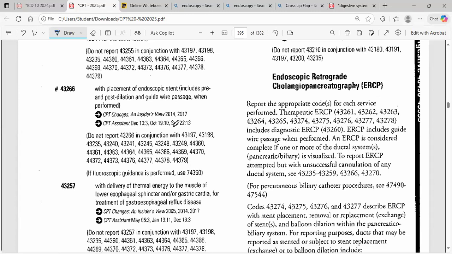Okay. So our ERCP codes begin from 43260 to 43278. Here we have to use a combination of endoscopy as well as fluoroscopy to treat or to identify a certain problem of the biliary area or the pancreatic or the ductal system.